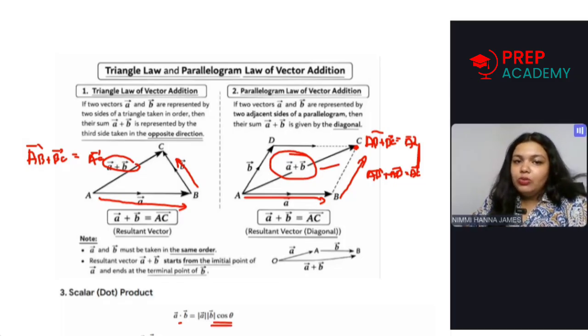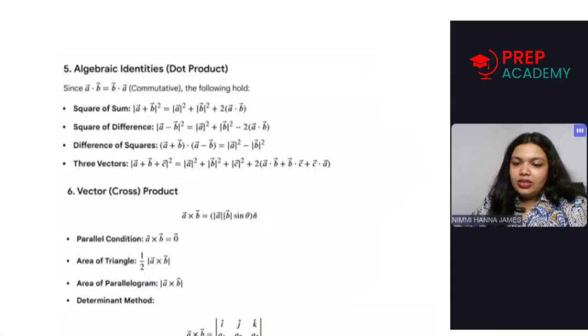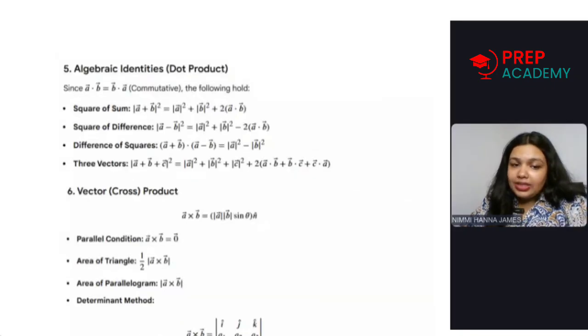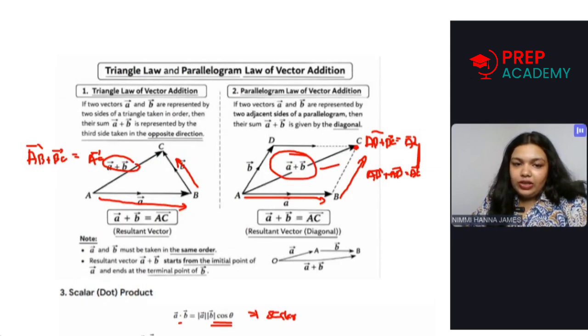A dot B is equal to mod A mod B cos theta, and A cross B, if we learn them by comparing, it will be much easier. For A cross B, it is mod A mod B sin theta n unit vector. When two vectors are multiplied in a scalar product, the answer is a scalar. And for a vector product, the answer we get will be a vector.